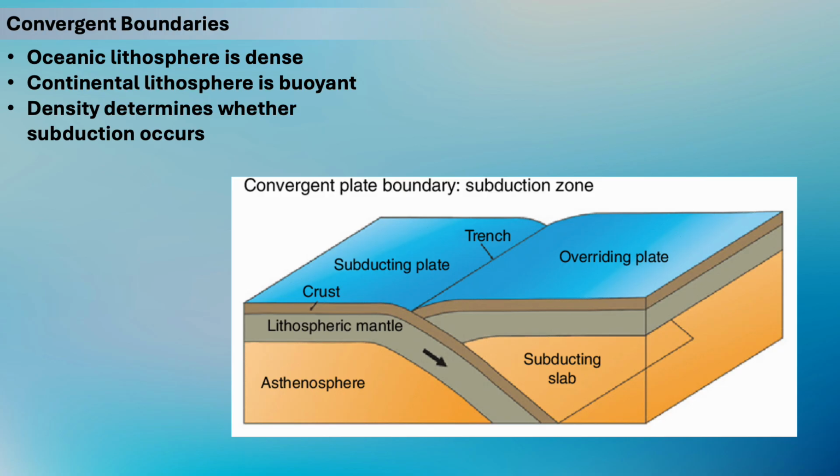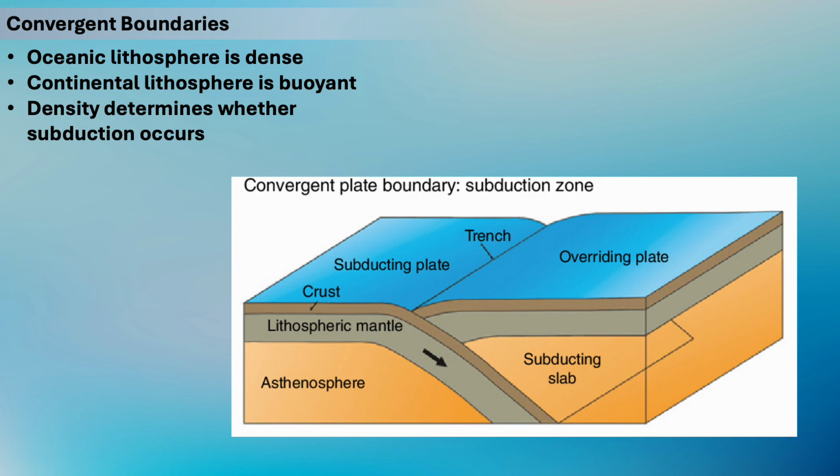When oceanic lithosphere converges with continental lithosphere, the oceanic plate subducts beneath the continent because it is denser. This produces a trench offshore and a chain of volcanoes on the continent, forming a continental volcanic arc. This process plays a major role along many continental margins.